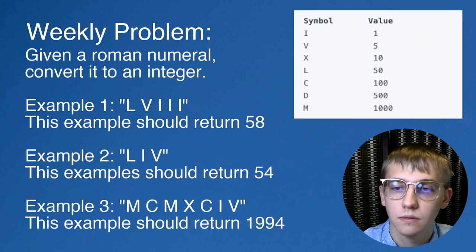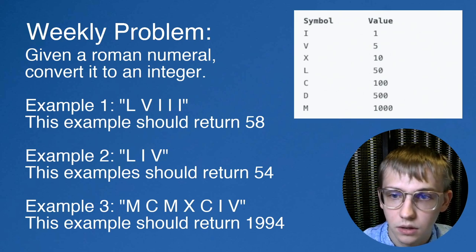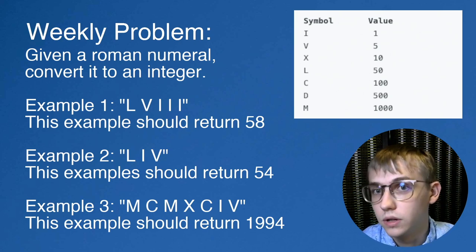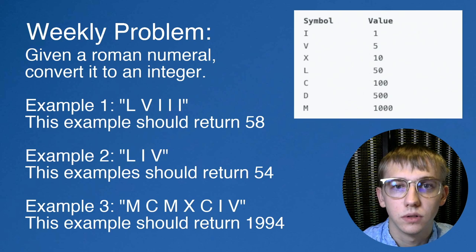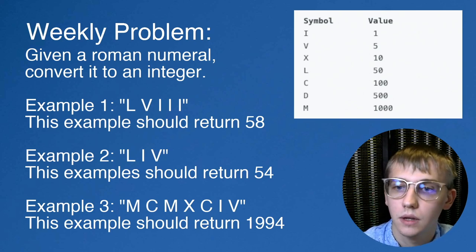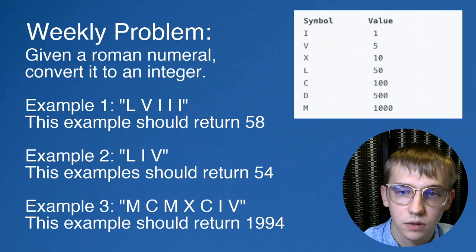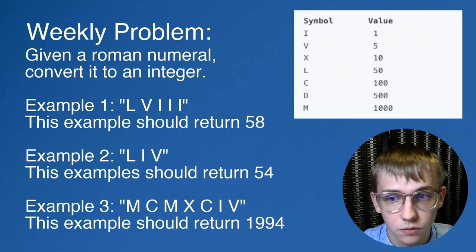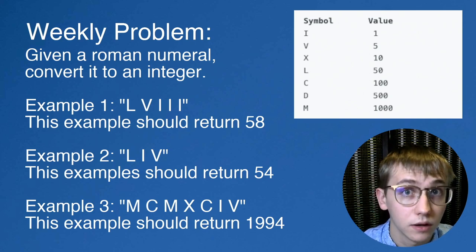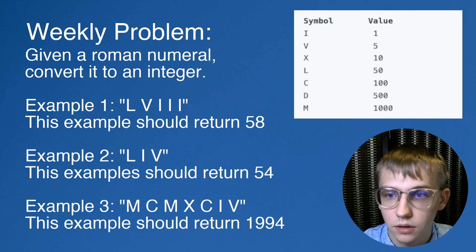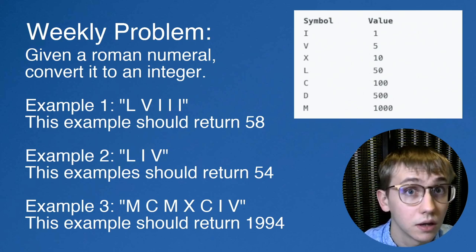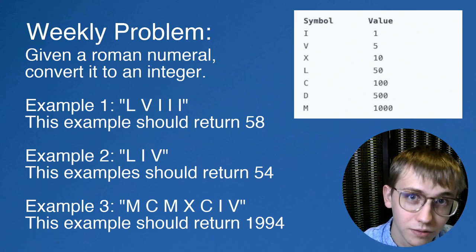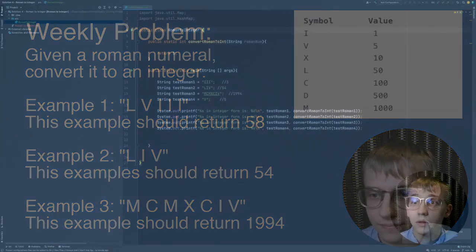And then we have X, which is 10, and then we have C, which is 100. And since C is greater than X, it would be 100 minus 10, which is 90. And then we would have I and V, and the same thing here. V is greater than I, so it's 5 minus 1, and it'd be 4. So altogether, we would have 1000 plus 900 plus 90 plus 4, which would be 1994. Let's get into IntelliJ.